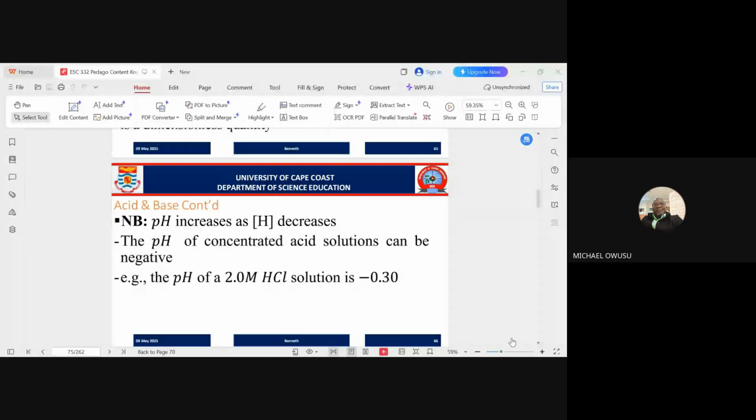What are you doing with your phone? Oh, you can use the phone to calculate. I'm using the phone for the lesson. Okay. Negative log 4. That is it. Negative log 4 will give you negative 0.60. That is it.